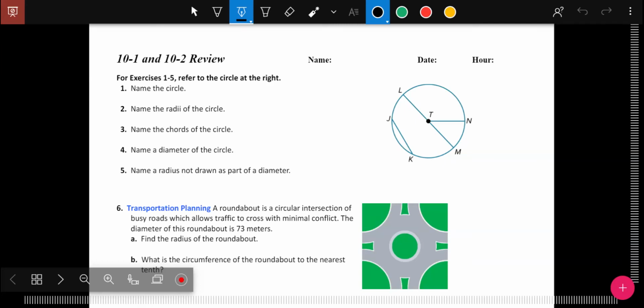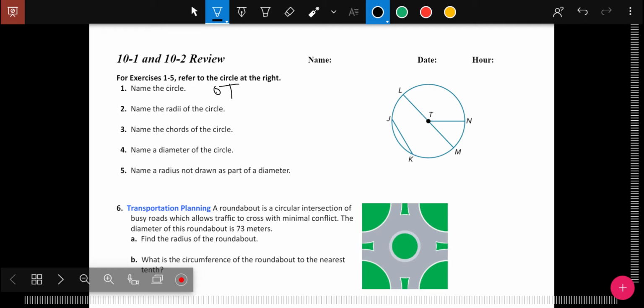All right, this is to review 10.1 and 10.2 and go over the worksheet we had in class. Name a circle. You always name a circle using the center. So you can write the word circle and then put circle T, where there's a little circle symbol with a little dot in it, and then put a T beside it. So either way, that would work.